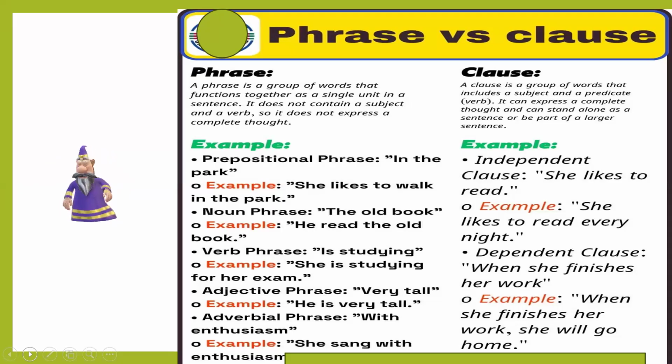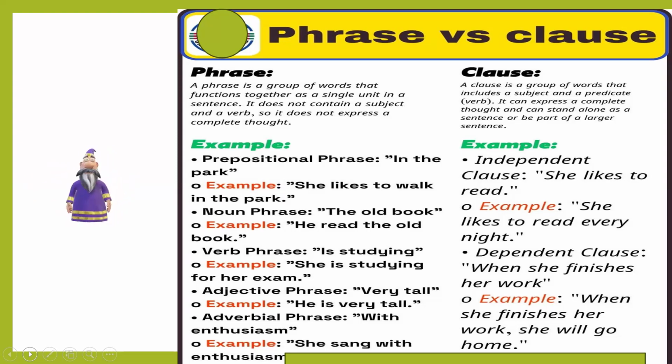A phrase also has types: prepositional, verb, adjective, adverbial. Prepositional phrase example: she likes to walk in the park. So in the park is a prepositional phrase. Now, he read the book, he read the old book. The old book is a noun phrase.